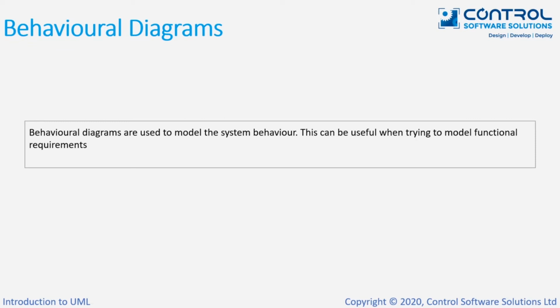So just as a first overview of behavioral diagrams, these are used, as the name suggests, to model the system behavior. This has a lot of use when you're trying to model functional requirements of the system, and the end user is always going to be able to understand these. It doesn't get involved in objects or sequence diagrams or anything that's more programming minded. They are quite straightforward. One type of behavioral diagram that I haven't shown is a use case diagram.